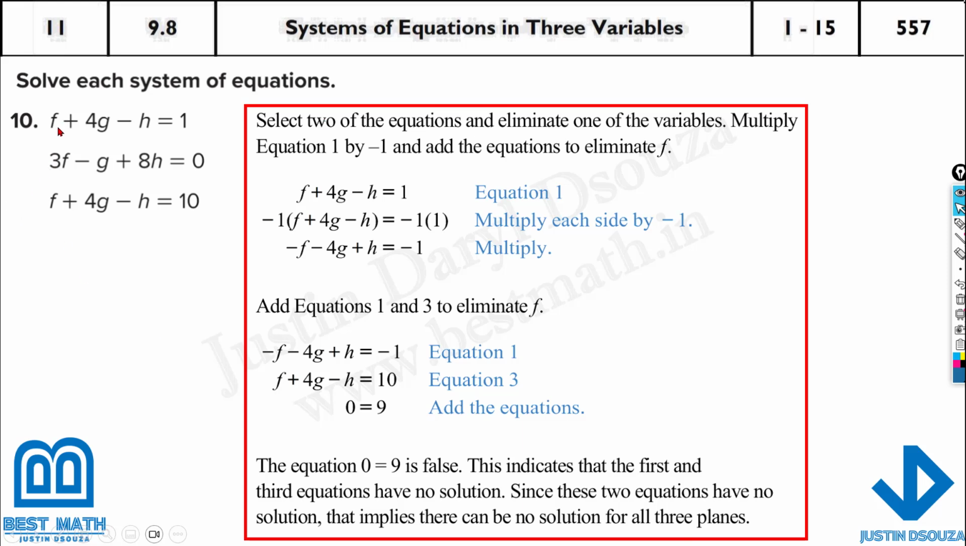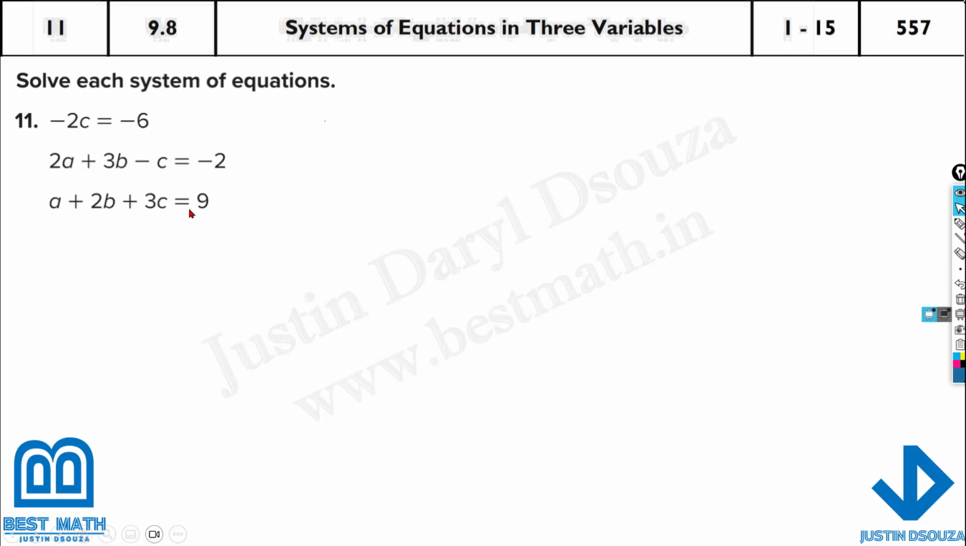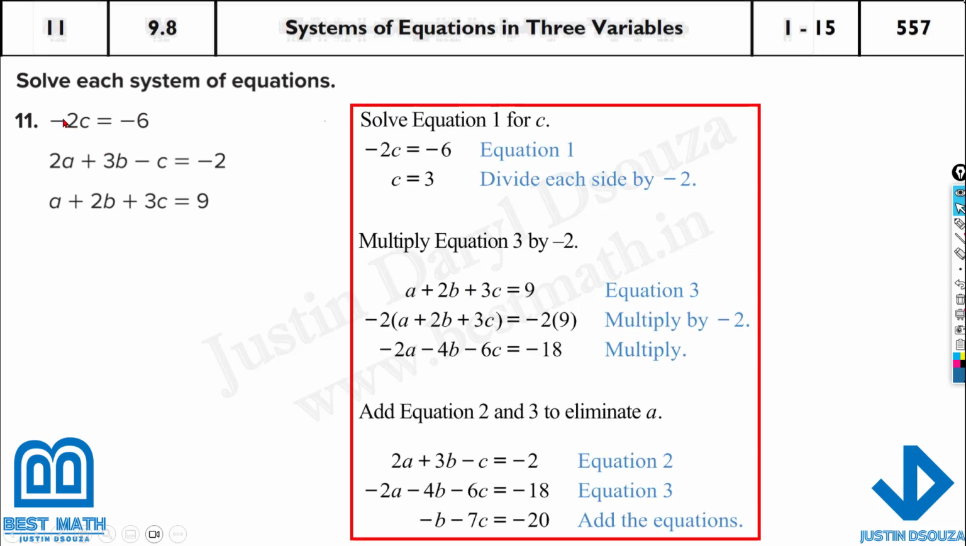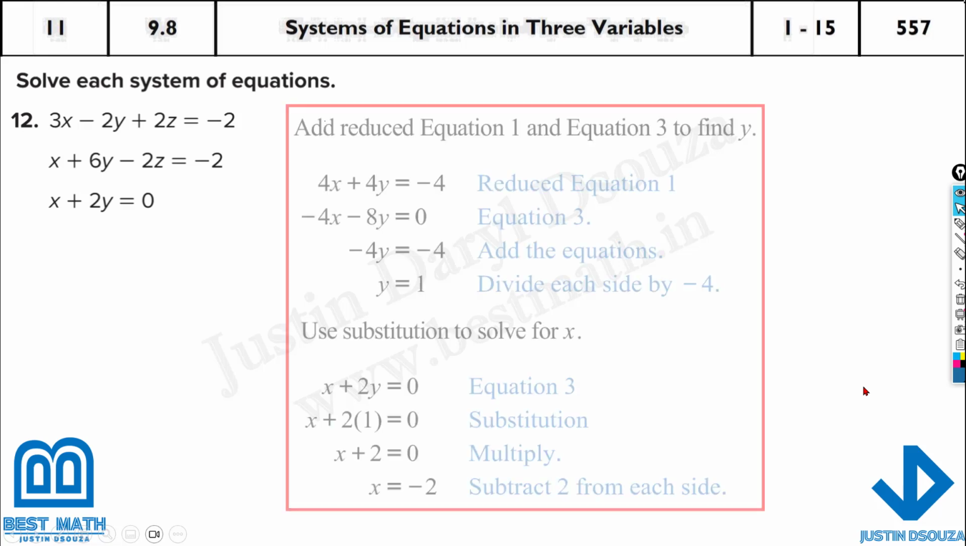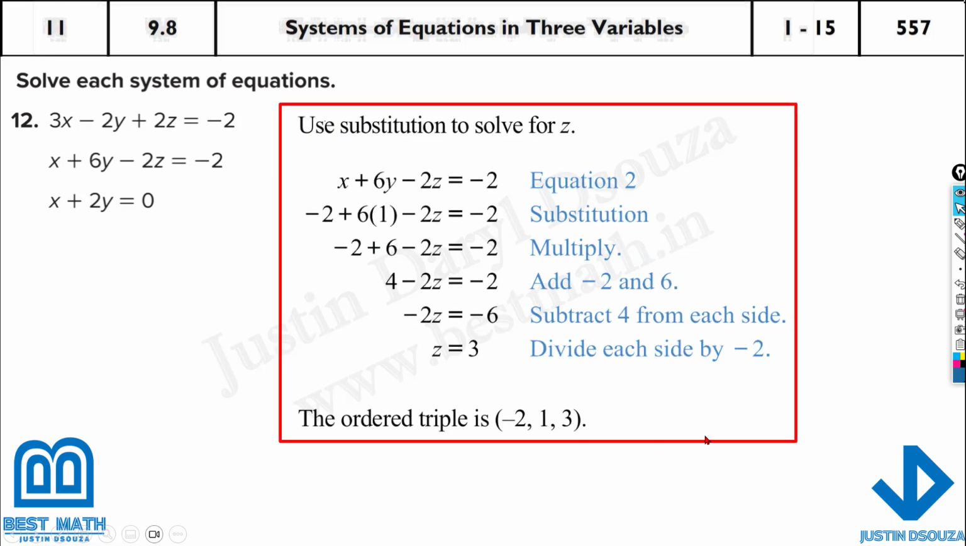Similarly, just make sure you have the variables aligned, f, g, h, first, second, third. And here it's no solution because it's a false equation. And here as well, you can see it will be 0, 0, minus 2. And all the other equations, they have all the variables. So that'll be the answer here as well. You can see this is the answer.